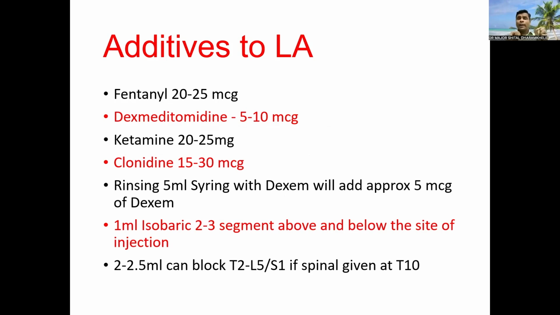And 1 ml of isobaric bupivacaine solution will anesthetize 2-3 segments above and 2-3 segments below the site of injection. So if you give 2 to 2.5 ml, it can block from the T2 level to T5, and from L5 to S1, if the spinal is given at the T10 position.